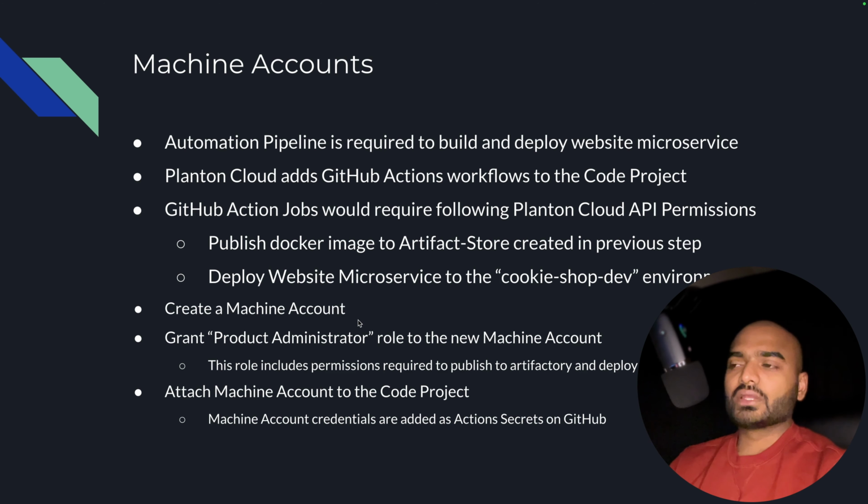So now let's move on to creating this machine account, granting it what is called a product administrator role, because this has permissions to do both, which is publish the Docker image to the artifact store and deploy the website microservice to this environment. And finally, after we grant permissions to the machine account we create, we will attach the machine account to the code project that we created on GitHub. So when we attach, the machine account credentials are added to GitHub Actions secrets.